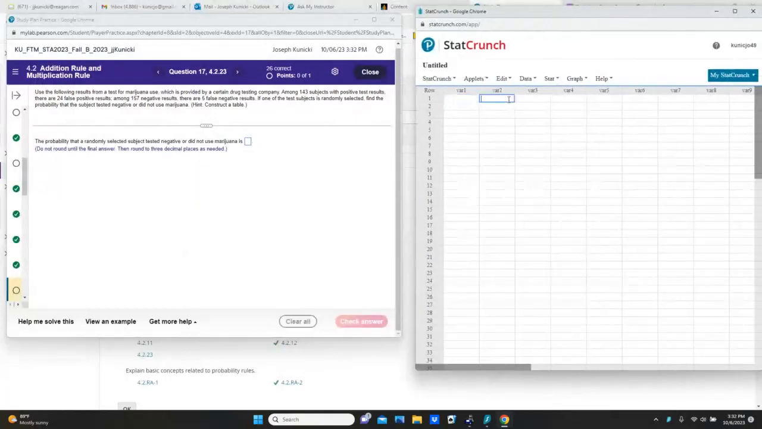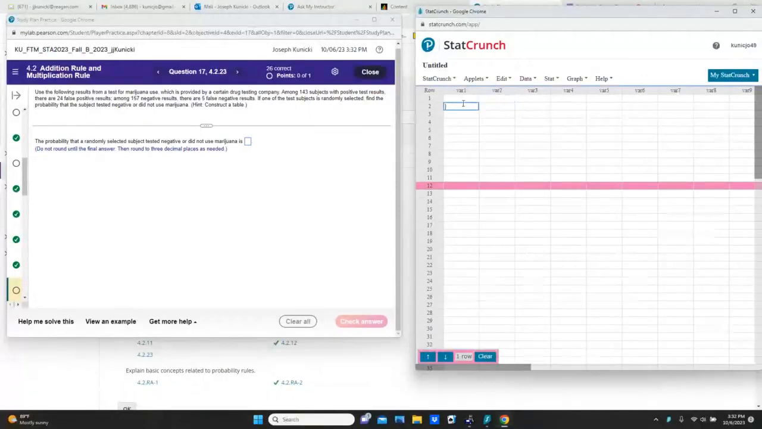All right, so we're going to say positive, negative. Those are the two test results. And they were either true positives or negatives or false positives or negatives. All right. So there were 143 who tested positive. So that's the marginal. And 24 were false. So this number here, you subtract 24 from 143, it's 119. So there were 119 true positives.